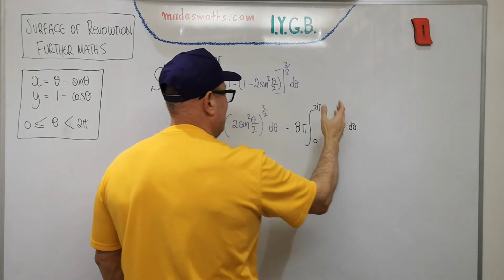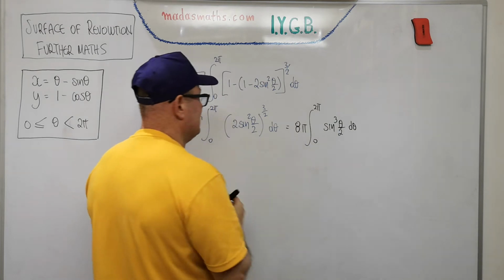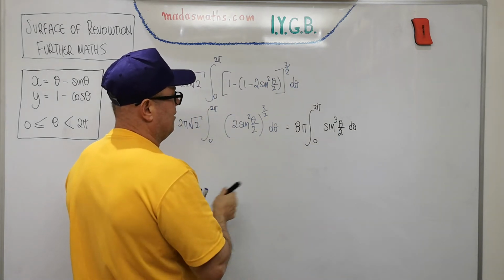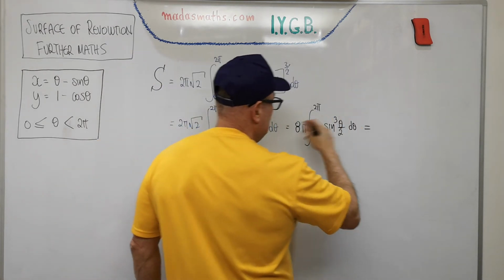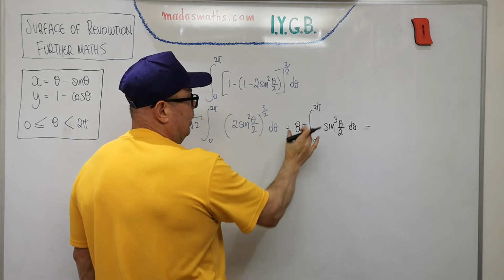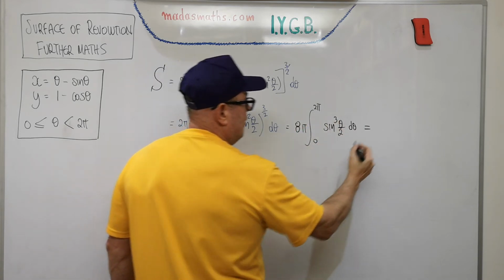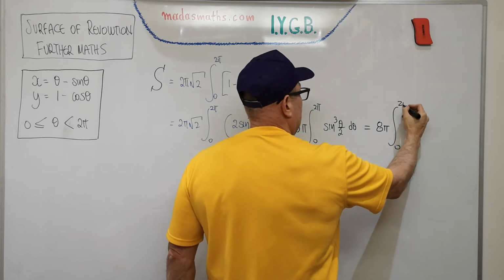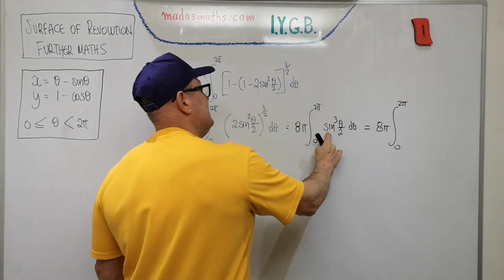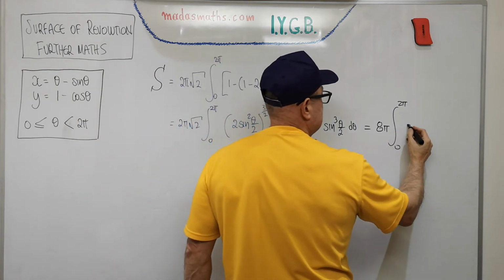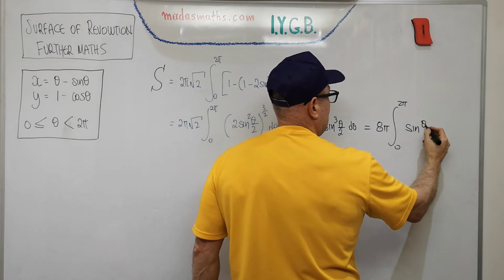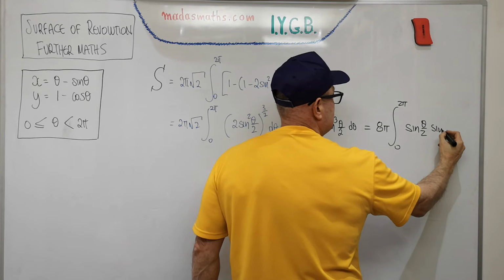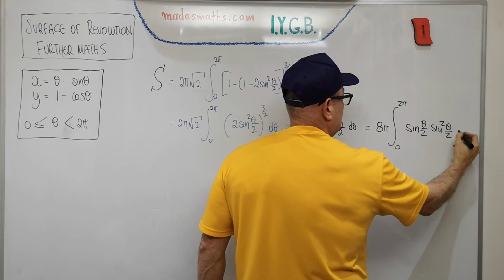I'm a manipulation man, but at the moment, as I said, I've got the theta over 2 there, and my brain is not thinking very well. So let me do it by manipulation just to show you what I mean by manipulation. We've got the 8 pi, 0 to 2 pi. Write this sine cubed as sine of theta over 2 times sine squared of theta over 2 d theta.